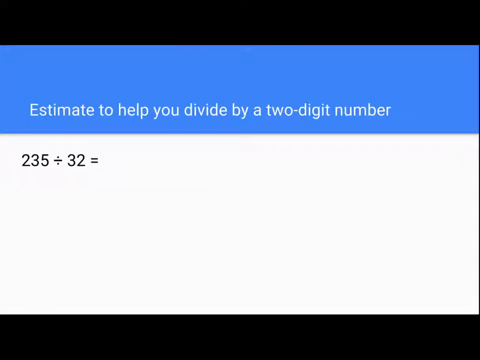So we know that. Here we have another division problem, and we're going to use estimation to help us divide by this 2-digit number. 235 divided by 32. So here I'll write 235 divided by 32. Okay, remember we want to estimate and round our divisors. So I'm going to say 32 rounds to about 30.